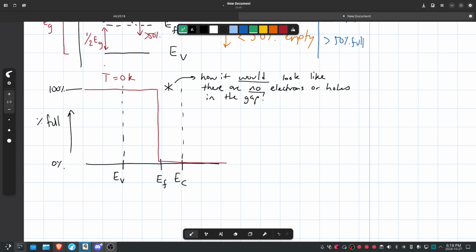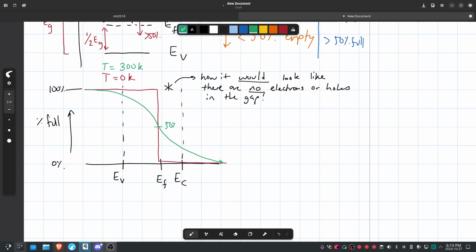Now, what happens, say, if T is at 300K? What would happen is it starts at 100, the same amount, but it curves down a bit like this. Oh, this is going to be 50%. So it's going to look a bit like this, if I can draw correctly. So that's what temperature does.